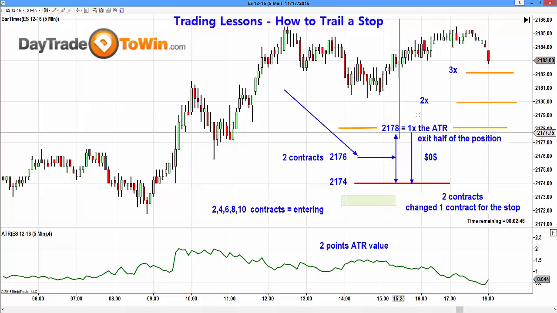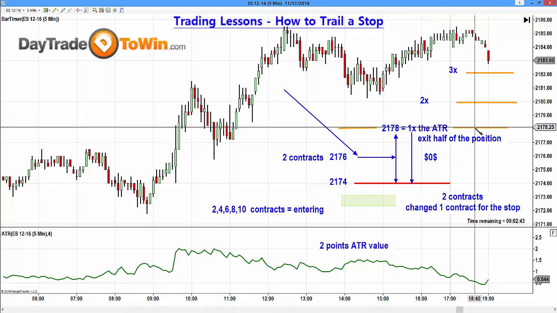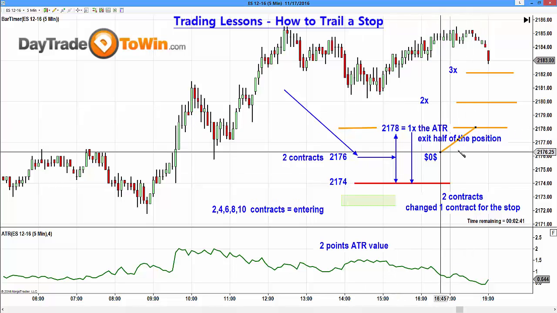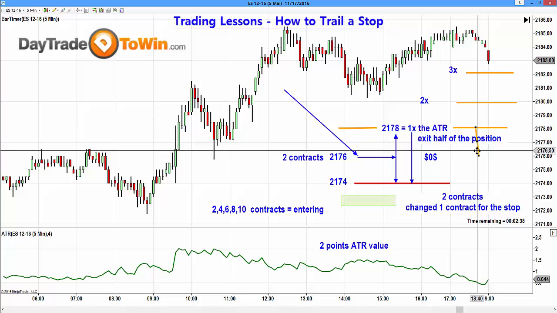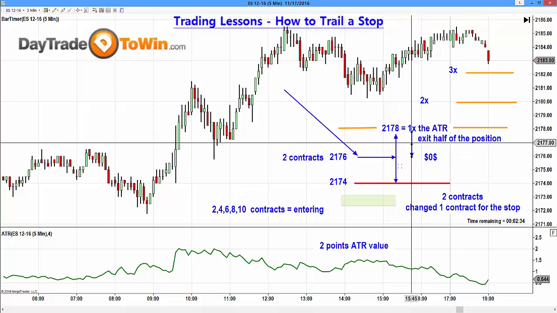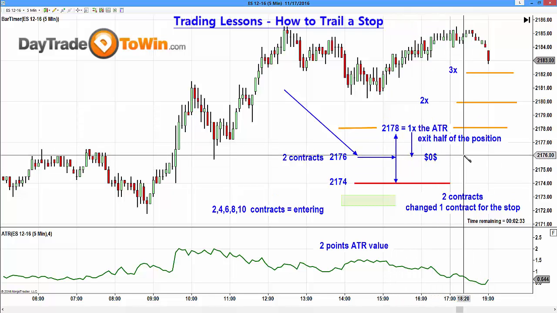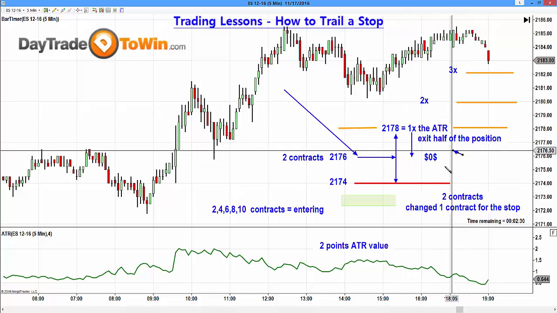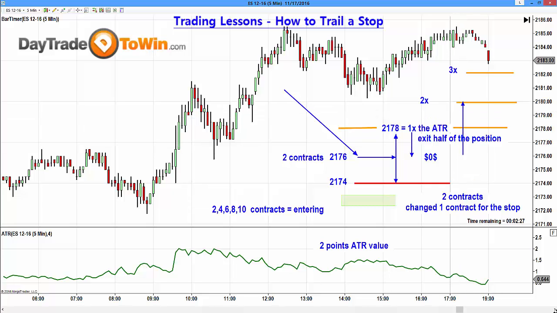Now, as you go forward in time, let's say that it continues. So it flops around here a little bit. Maybe it could even possibly come down to where you entered, this 1 remainder contract. But then eventually, without stopping you out, it goes to 2 times the ATR.